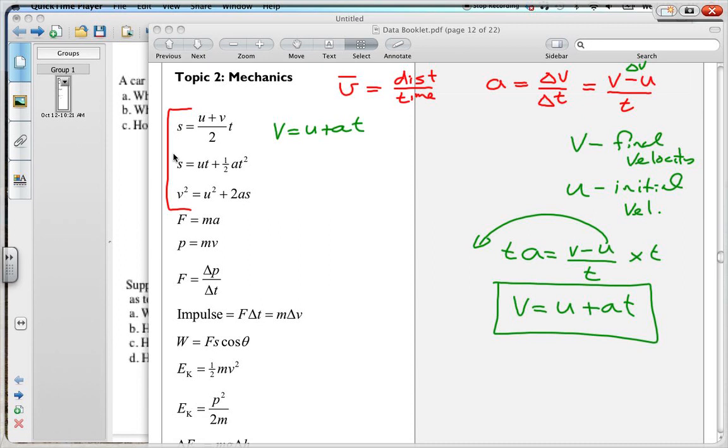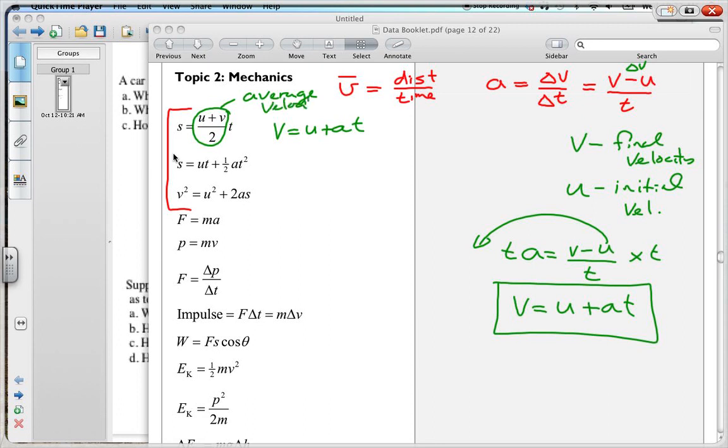But just to explain the rest of the formulas here, this u plus v over 2, that's the initial plus the final divided by 2, that gives you an average velocity. So that's just like when you find the average of anything, take the one, you add it to the other, divided by 2. So that's your average velocity.